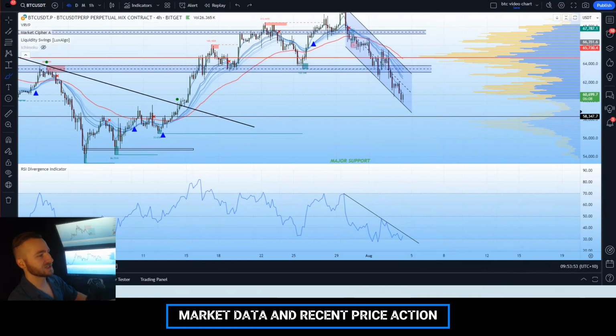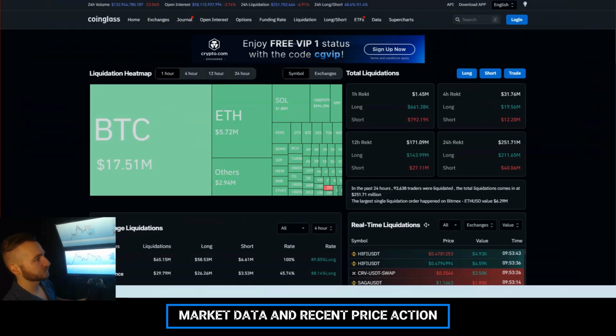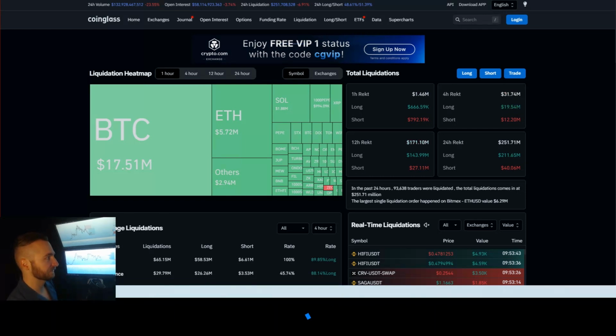Let's go ahead, guys, and jump into the market data. We'll come back to Bitcoin in a moment. Looking at the overall data over here, the 24-hour volume is down 23%, sitting at 132 billion. And 24-hour liquidations are down 6.9% at 251 million. Still a massive amount in liquidations, with 211 million coming from longs and 40 million coming from shorts.